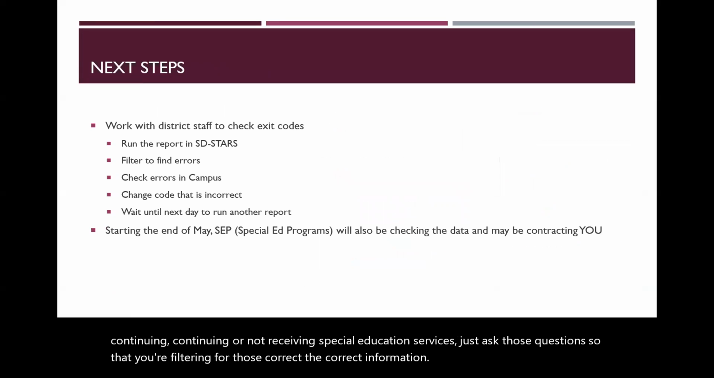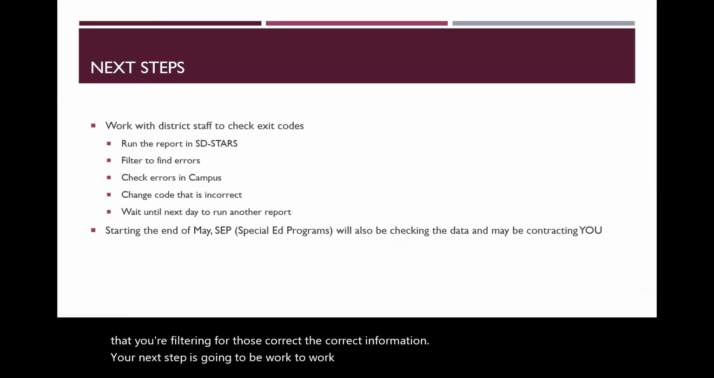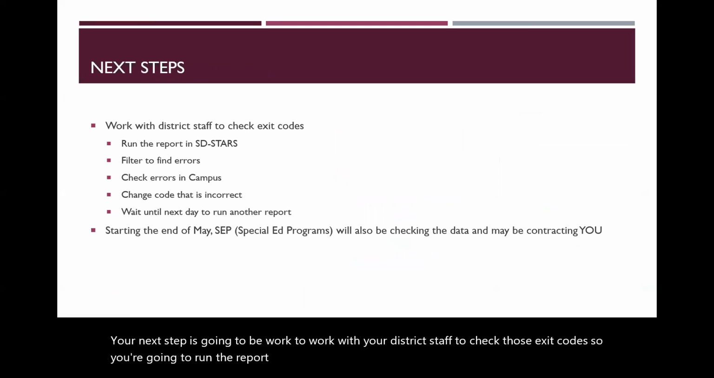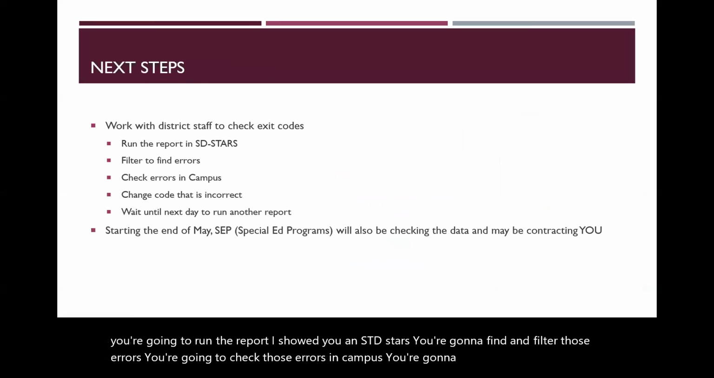Your next step is going to be to work with your district staff to check those exit codes. So you're going to run the report I showed you in SD Stars. You're going to find and filter those errors. You're going to check those errors in Campus. You're going to change the codes that are found to be incorrect.